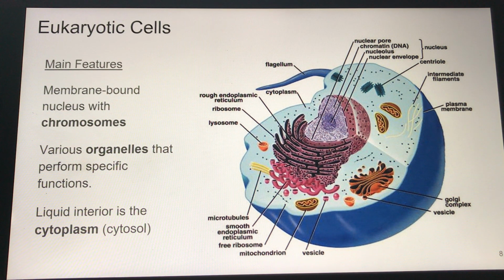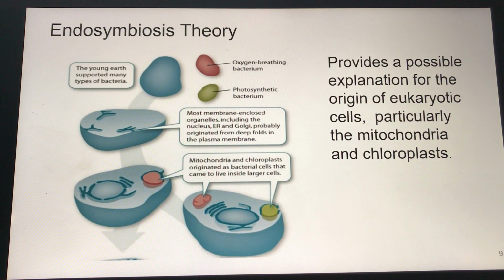Okay, so you need to know the basic structure of a eukaryotic cell. You see things labeled here, and I think we're going to go through them one by one, make that stand out a little bit more to you as we go through these slides. I first just want to say something about the endosymbiosis theory. There is a theory that provides a possible, take note of that, a possible explanation for the origin of eukaryotic cells. Particularly how maybe these mitochondria and chloroplasts came to be inside of a cell.